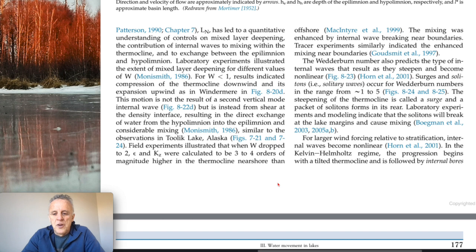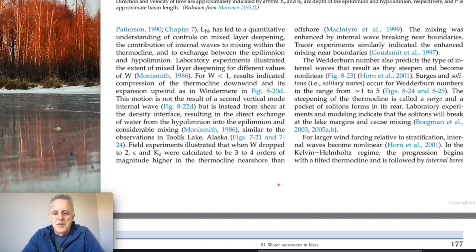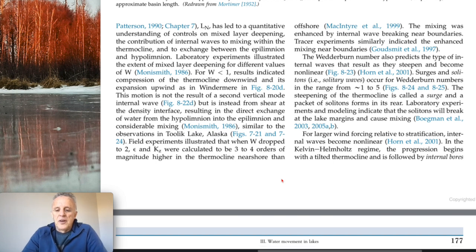The Wedderburn number also predicts the type of internal waves that result as they steepen and become nonlinear. Surges and solitons, solitary waves, occur for Wedderburn numbers in a range between 1 and 5. The steepening of the thermocline is called a surge, and a packet of solitons forms in its rear. Laboratory experiment and modeling indicate that the solitons will break at the lake margins and cause mixing.